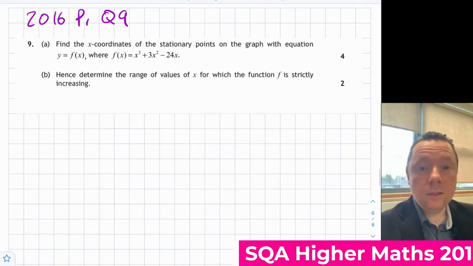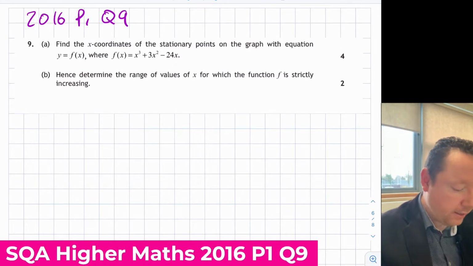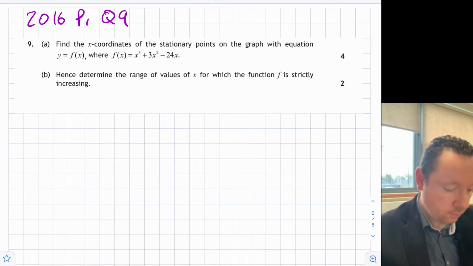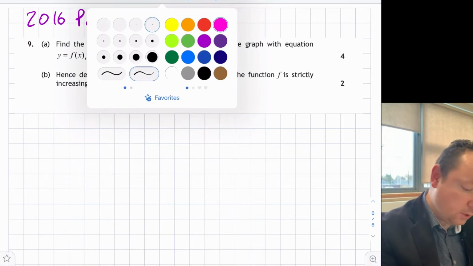And we're done there. 2016, paper 1, question 9. Part A, find the x coordinates of the stationary points on the graph of equation y equals f of x and determine when it is strictly increasing. So stationary points, part A.